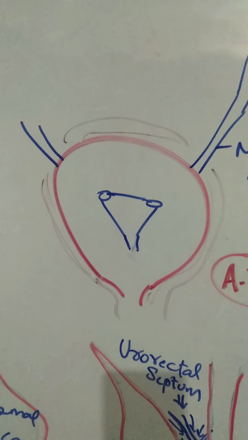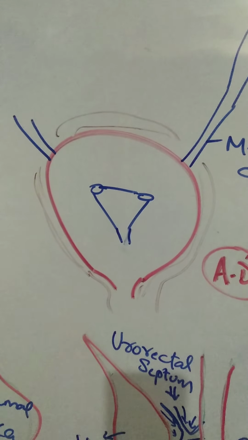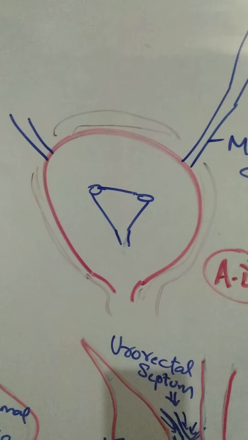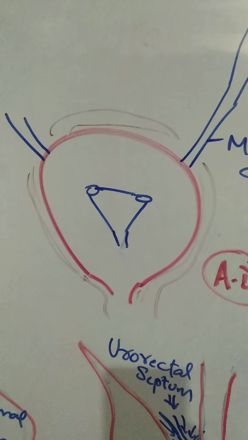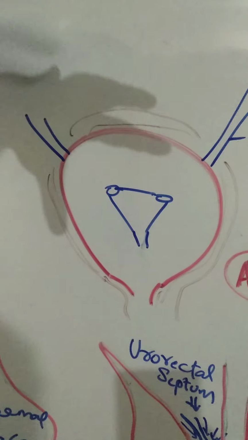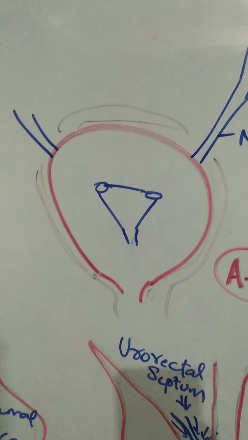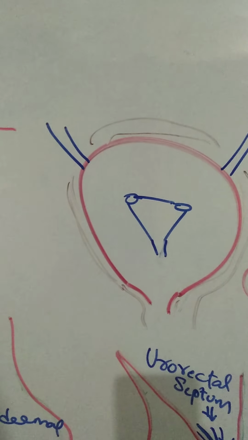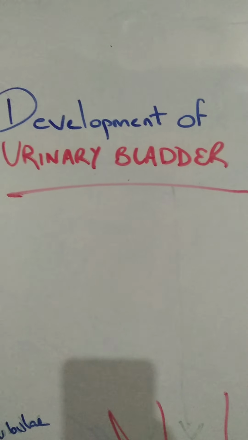These muscles are subsequently controlled by the autonomic nervous system, which includes the sympathetic and parasympathetic nervous system. The parasympathetic nervous system will stimulate this detrusor muscle, so it will contract and empty the bladder. The sympathetic nervous system will inhibit the detrusor muscle. So that is about the development of the urinary bladder.